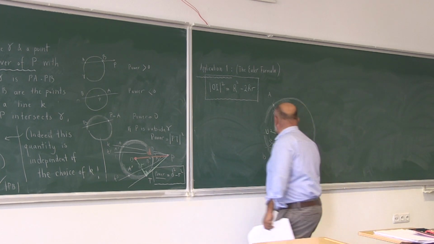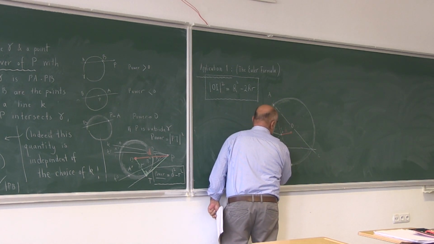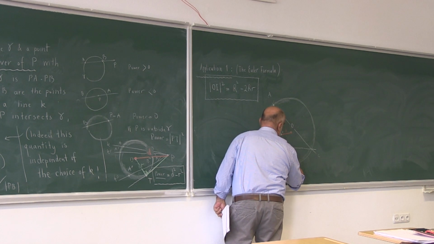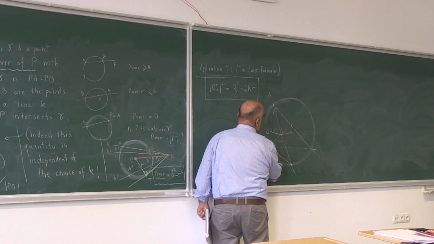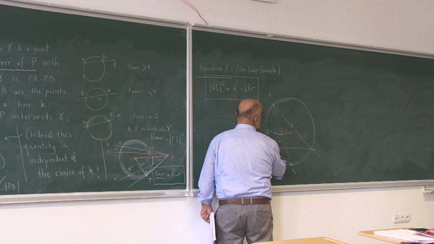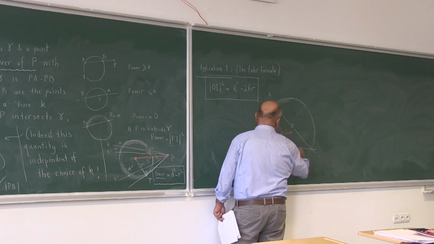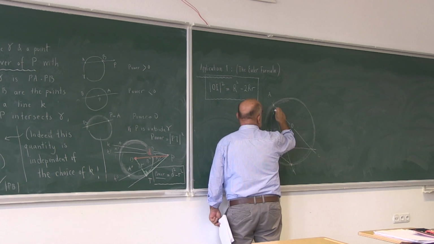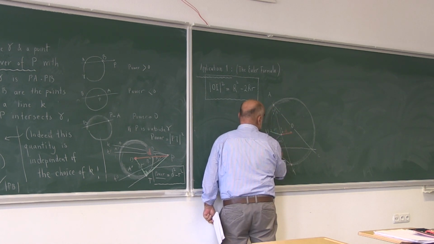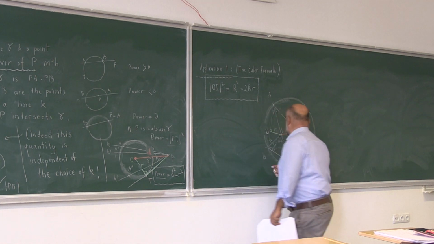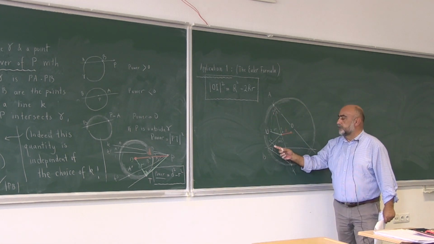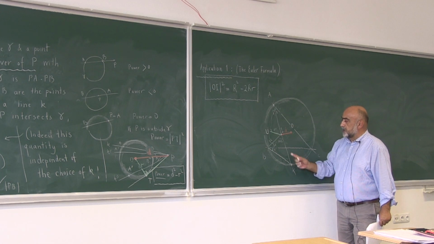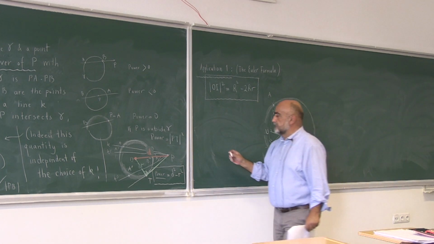Also, notice that, let me call this point K. This angle is the angle subtended by the arc KC at B, but it's the same as the angle that it subtends at A, which is 1. So this is 1. So it means that this angle is 1 plus 2. So it means that the triangle KIB is isosceles.